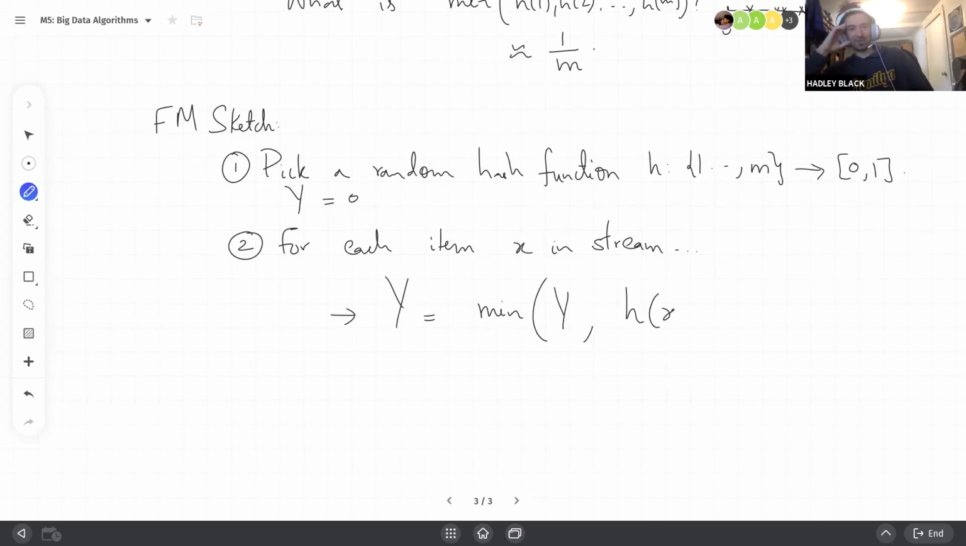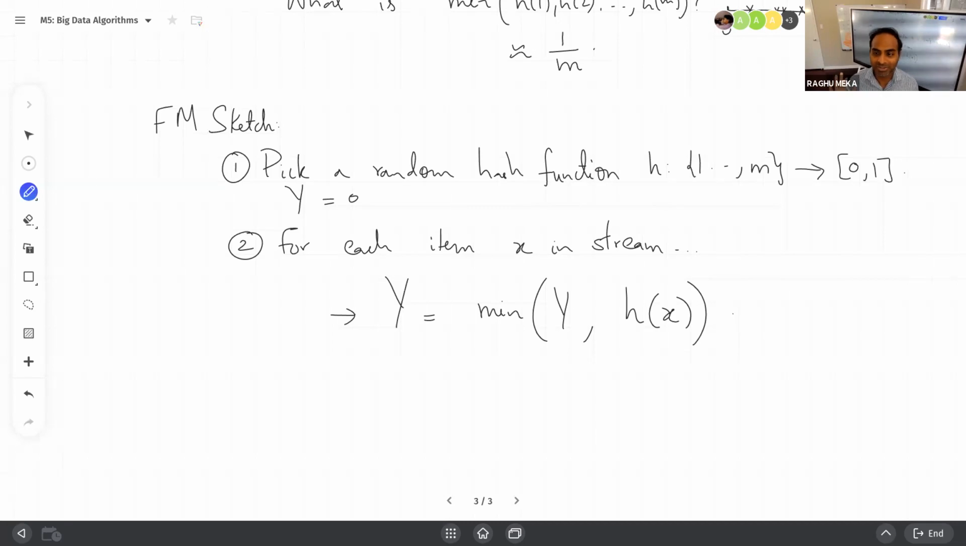So you don't even have to remember anything at all. Nope. That's so crazy. Real number on the real line. Again, as I said, it's just finite precision. You don't have to store the real number. You just keep calculating this minimum. That's crazy.